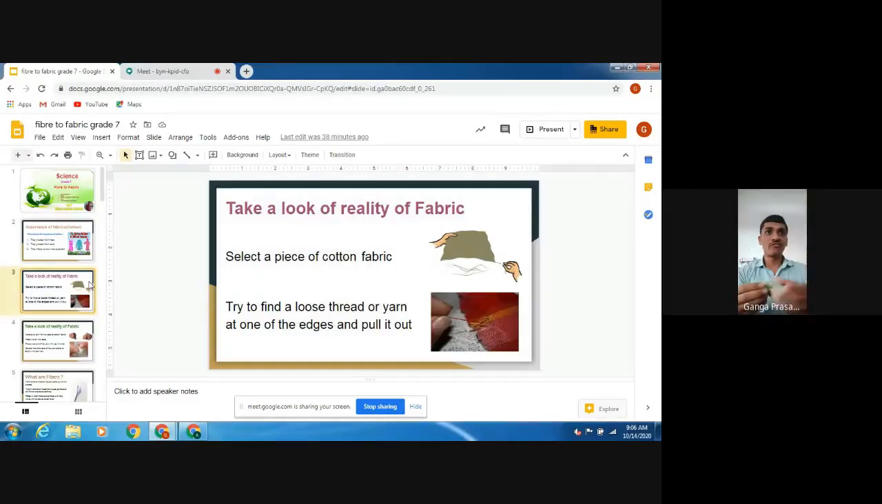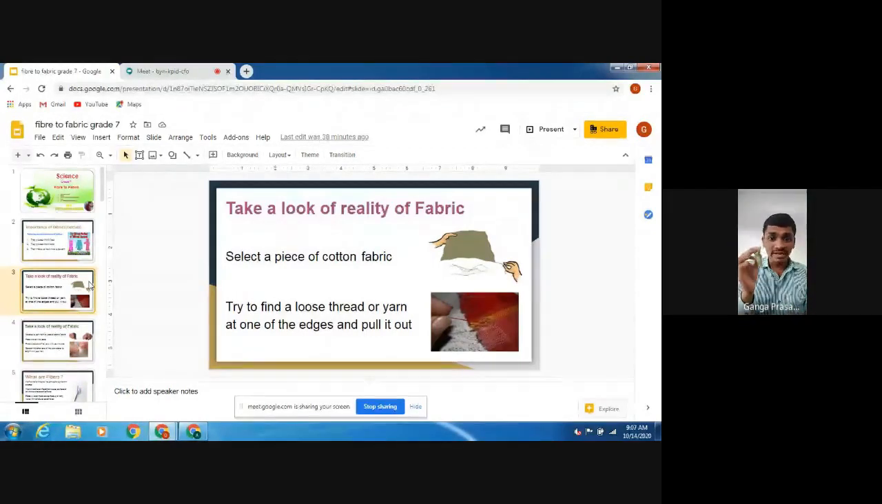Select a piece of fabric and try to loosen it. At the end of the edge, try to pull out a thread or yarn. Yarn is nothing but thread. If the fabric is long, you will get long threads. But if the fabric is a little small, you will get a small thread. See here, I can pull out a number of threads from this fabric.